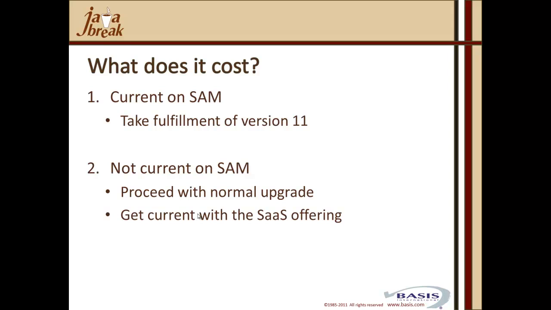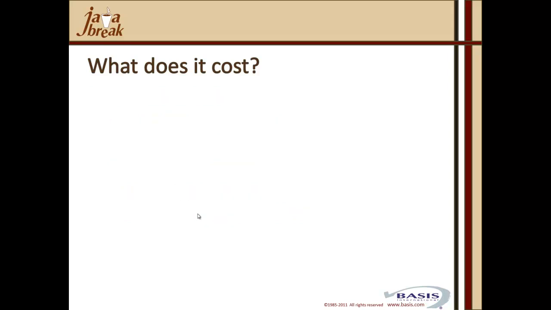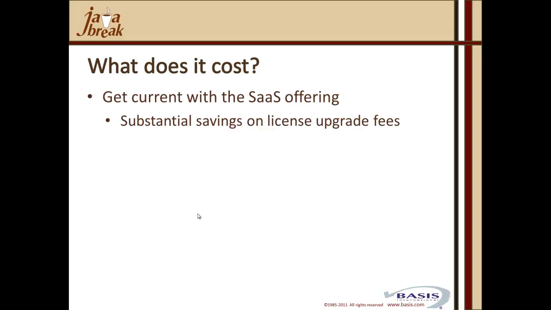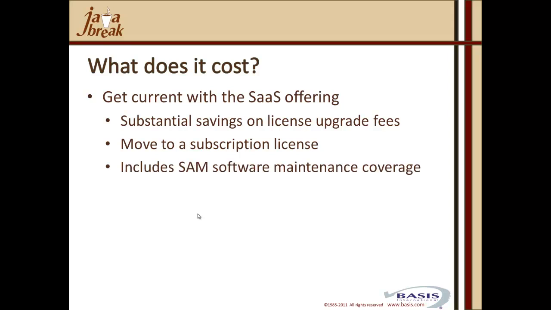Now, recently at our TechCon in May, we announced a permanent promotion of an upgrade from a traditional license to a software as a service license. And there's some significant pricing benefits in that step. What does it mean to get current with a software as a service offering? There's substantial savings on license upgrade fees. It'll move it to a subscription license, and it'll include the SAM software maintenance coverage, which is what you need for the data replication capability.